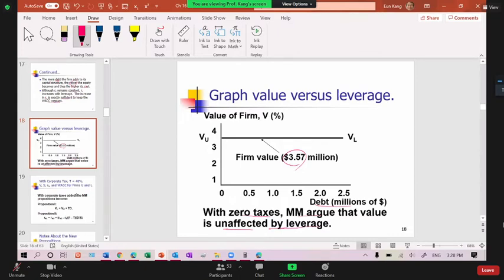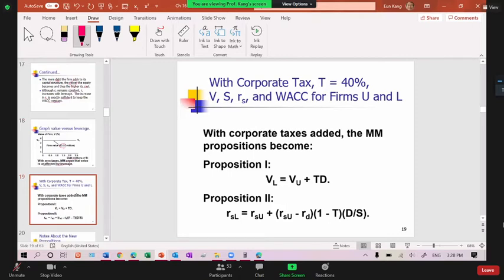Clearly you cannot ignore tax. Tax is there, right? Somebody even says that taxes and death are the two things you cannot avoid. So how can you ignore tax? Because of that criticism, they introduced the second paper. The first paper was 1958, the second paper 1963, and they add corporate tax. So T is the corporate tax rate.